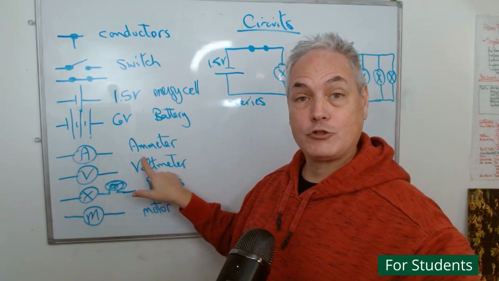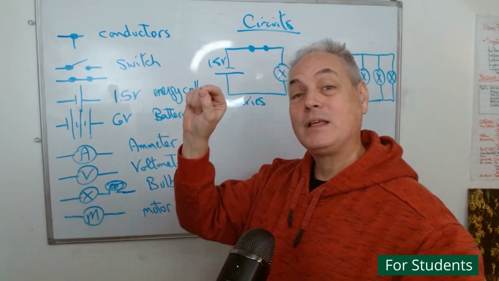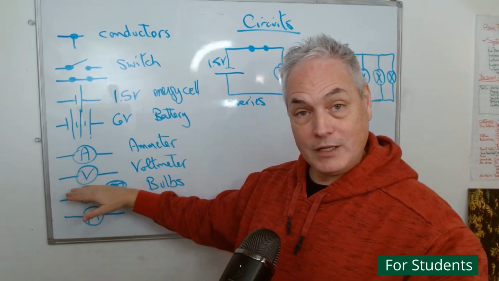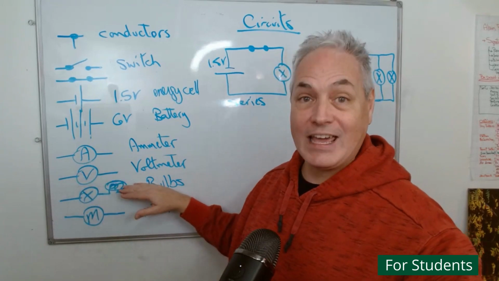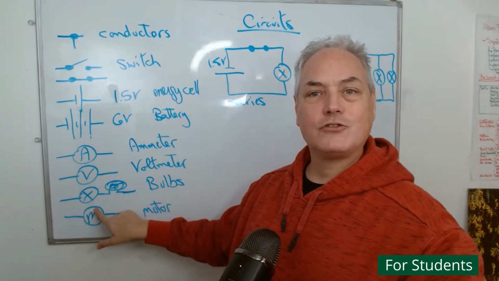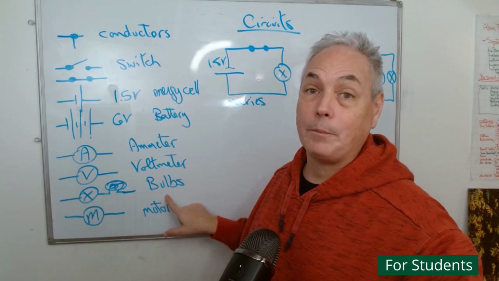It's a tool to measure how many electrons are moving in one place, a specific place in your circuit at a specific time. You have the voltmeter, which is measuring the energy of the electrons going through. You have here an X in a circle. Sometimes you have a little wiggle in a circle. These are what we call bulbs.